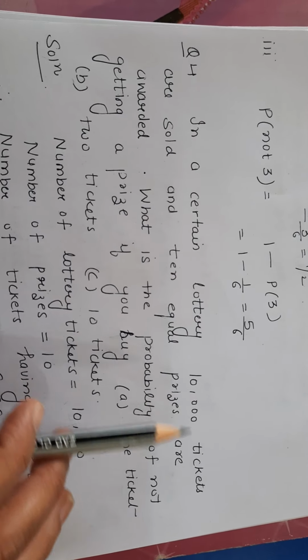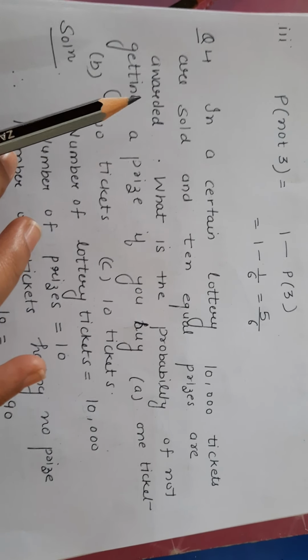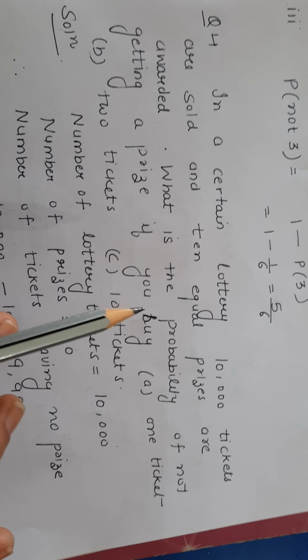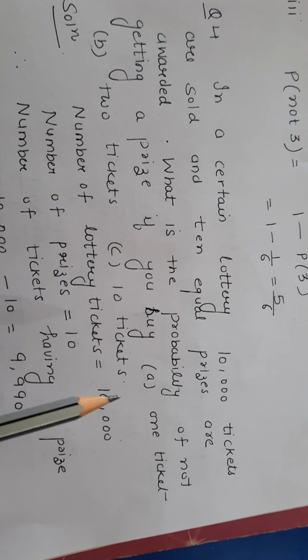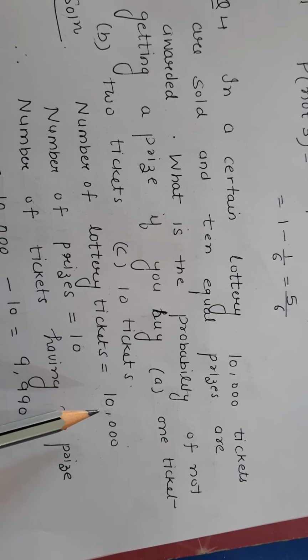Question number 4. In a certain lottery, 10,000 tickets are sold and 10 equal prizes are awarded. What is the probability of not getting a prize if you buy 1 ticket, 2 tickets and 10 tickets? Here the total tickets are 10,000, right?